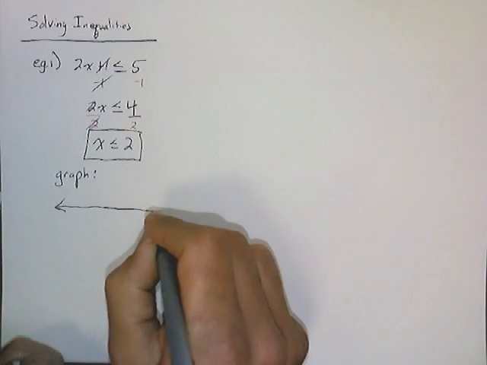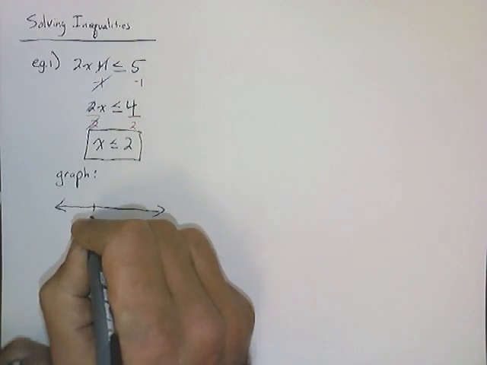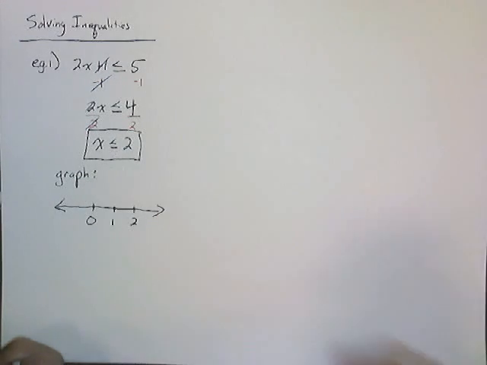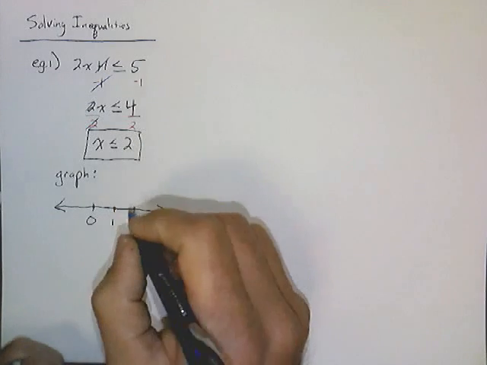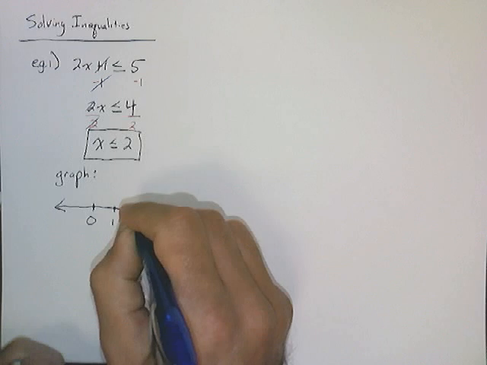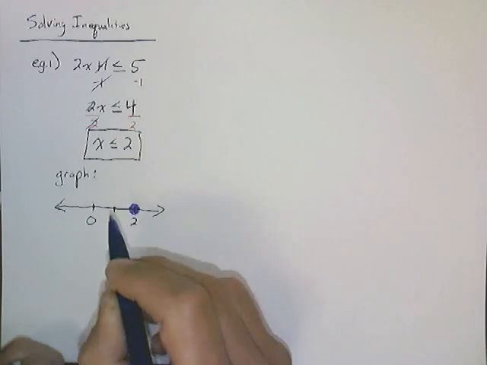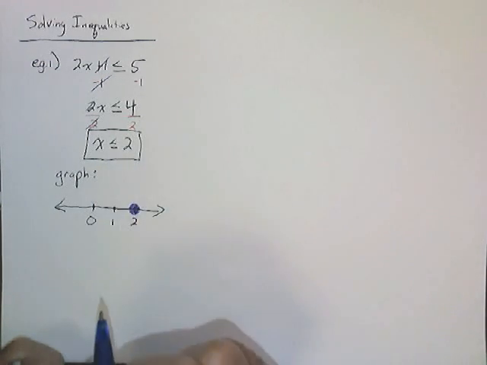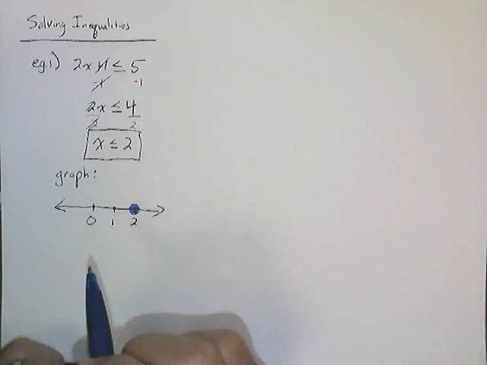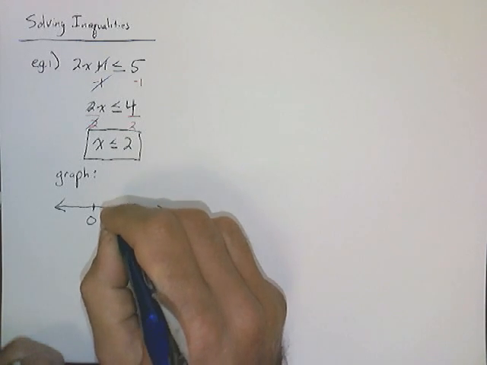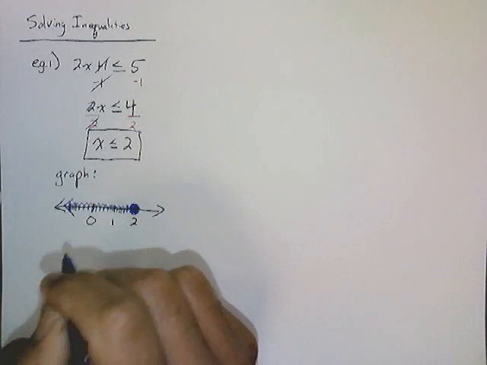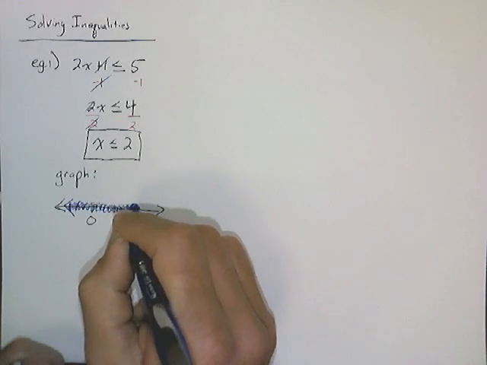Again, on the number line, here's 0, here's 1, here's 2. It's less than or equal to 2, so we're going to include 2. So we're going to put a nice big circle there and shade it in to show that, yes, we do want the boundary point of 2, which is where equality happens. Now I also want all the points that are to the left of 2. So just shade to the left, put a nice little arrow there, and now we've graphed the inequality.